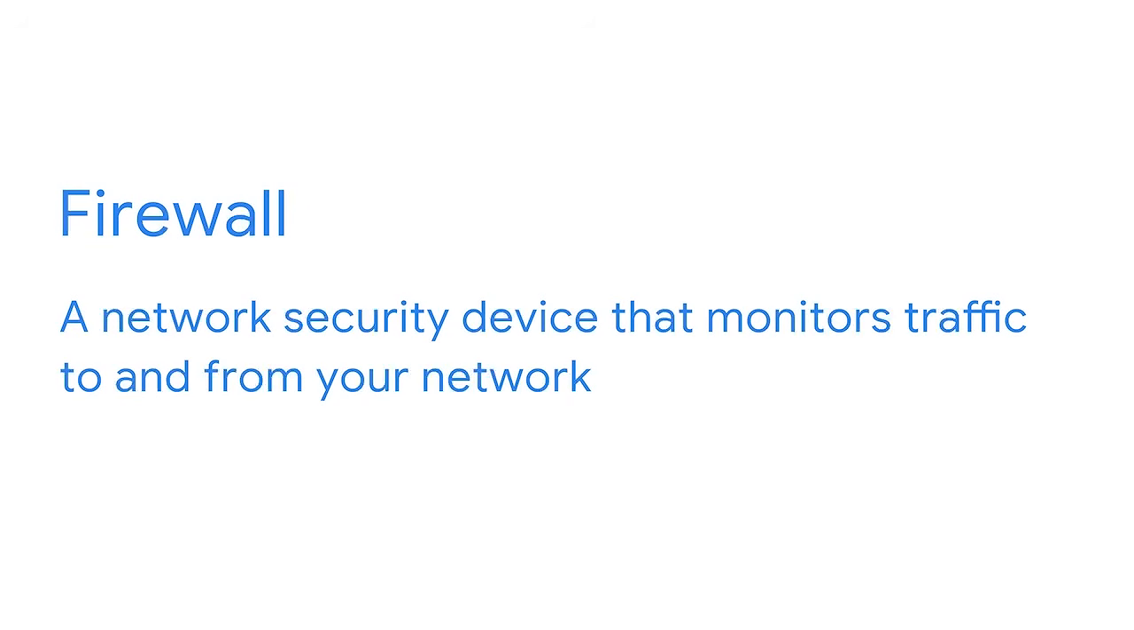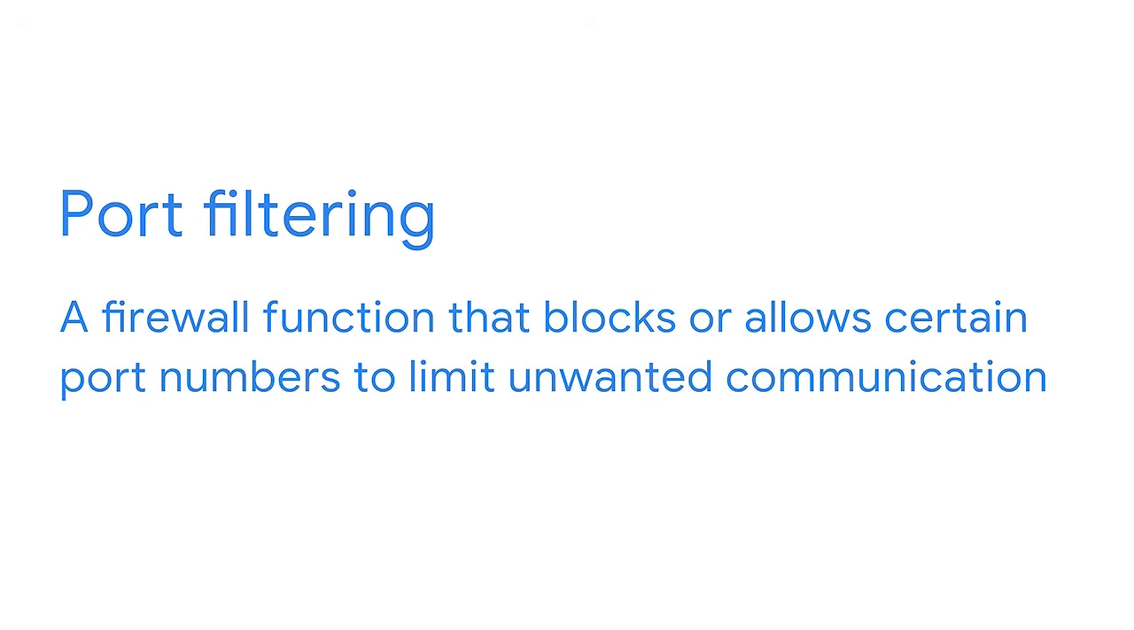A firewall is a network security device that monitors traffic to and from your network. It either allows traffic or it blocks it based on a defined set of security rules. A firewall can use port filtering, which blocks or allows certain port numbers to limit unwanted communication. For example, it could have a rule that only allows communications on port 443 for HTTPS or port 25 for email and blocks everything else. These firewall settings would be determined by the organization's security policy.